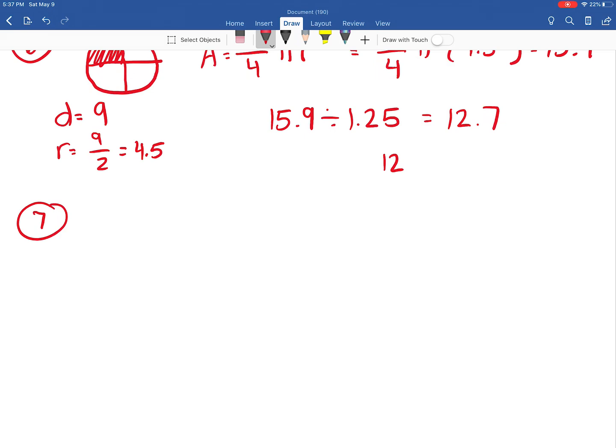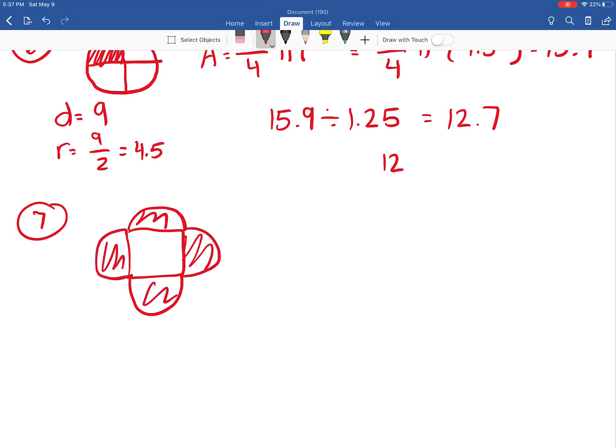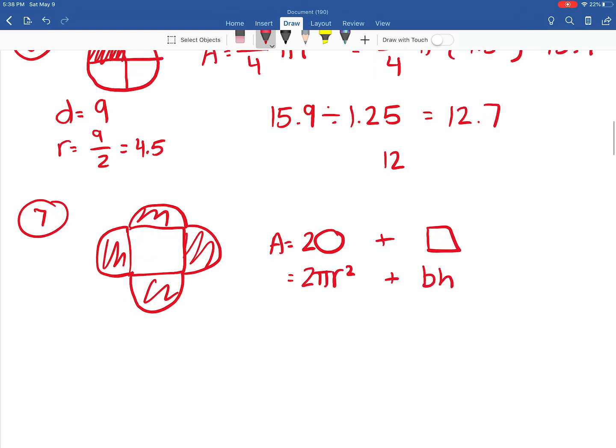Number 7. If I were to break up number 7, I see a square in the middle, and I see one full circle here, and another full circle here. Which area formula will not help you find the area of the composite figure? Well, if I needed to find the area, I see 2 circles and 1 square. Okay, so that would be 2 pi r squared and the base times the height.